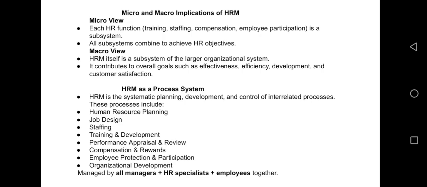HRM as a process system. HRM is the systematic planning, development, and control of interrelated processes. These processes include human resource planning, job design, staffing, training and development, performance appraisal and review, compensation and rewards, employee participation and protection, organizational development. And this is all managed by all managers plus HR specialists plus employees together.